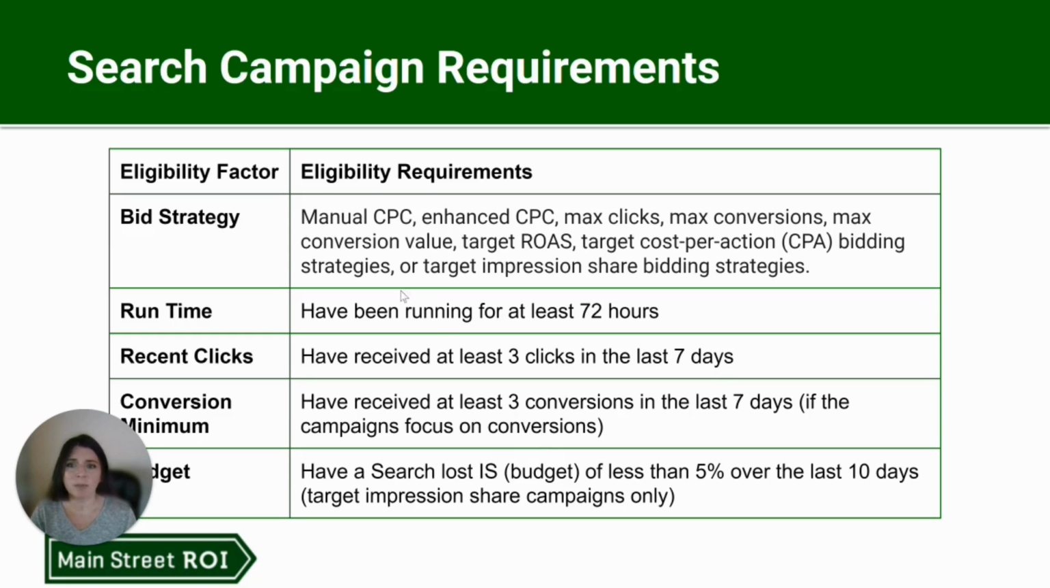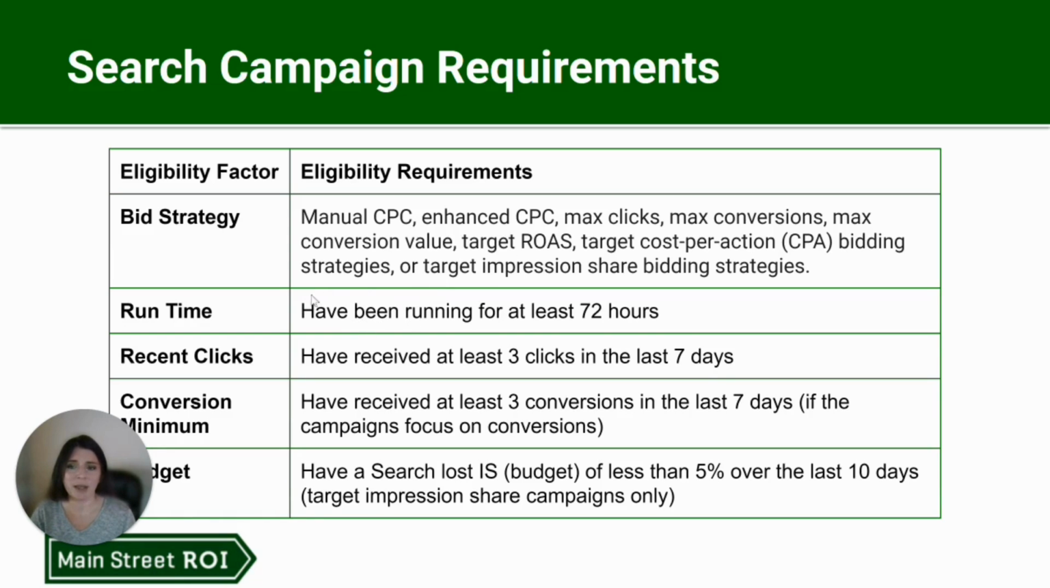So the eligibility requirements here, there's several bidding strategies that are eligible. Your manual cost per click, your enhanced cost per click, the maximum clicks, maximum conversions, maximum conversion value, target return on ad spend, and your target cost per action or target CPA bidding strategies are eligible here, and the target impression share bidding strategy is also eligible.